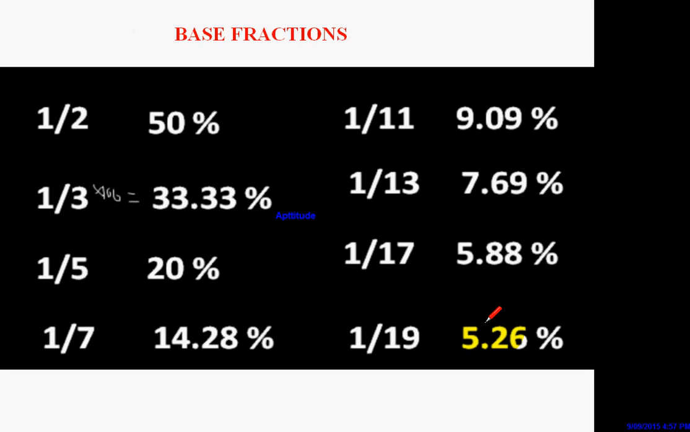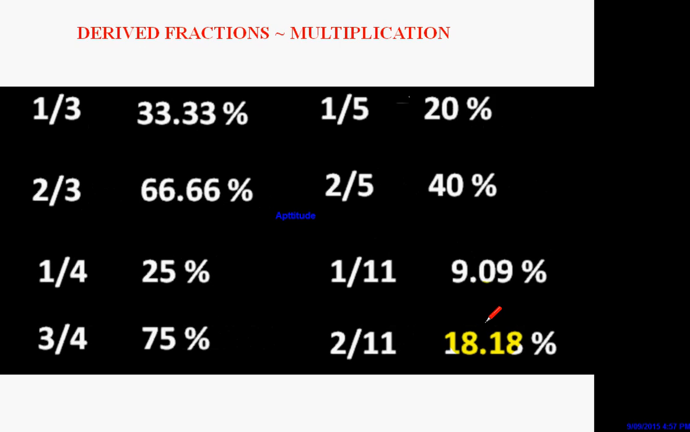We know the base fraction 1 by 3, which I mentioned here as 33.33%. From 1 by 3, can we calculate the value of 2 by 3? Yes, exactly. You have to multiply 1 by 3 by 2.